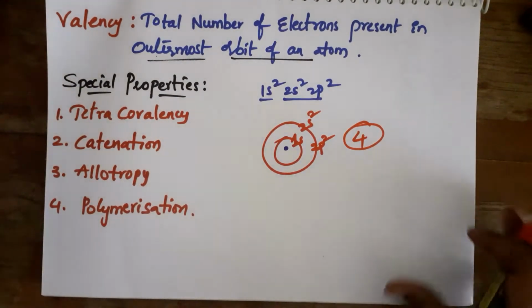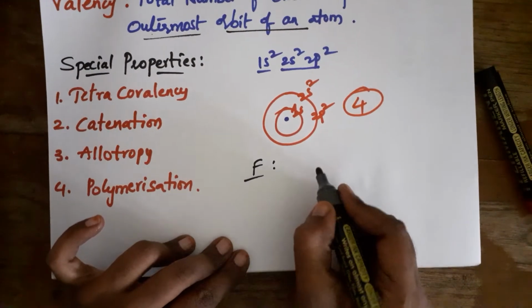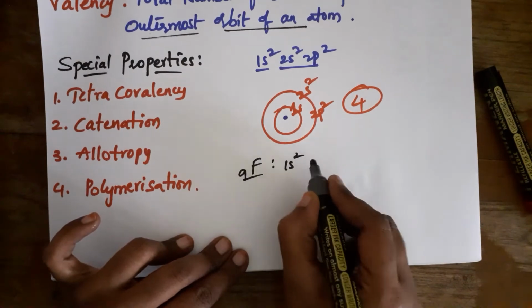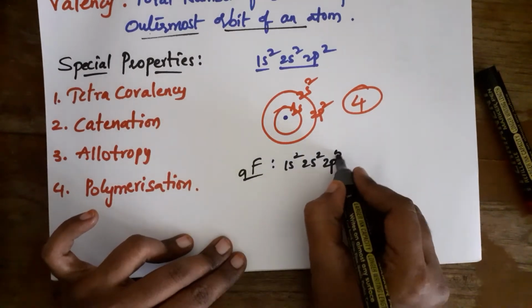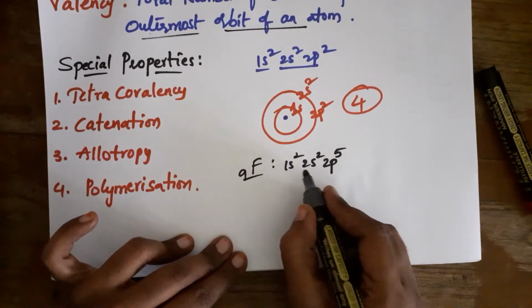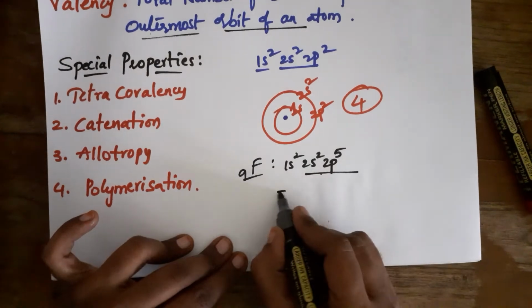Okay, very important. For example, fluorine. What is the atomic number of fluorine? 9. 1s2, 2s2, 2p5. Okay, 5 plus 4, 9. Here what is the valency of the fluorine? Valency of the fluorine is 7.